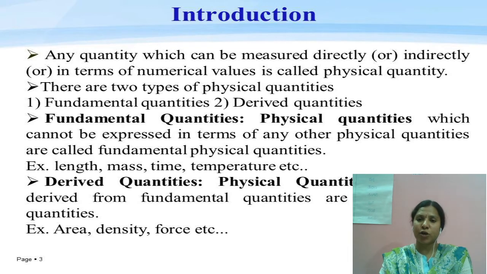So actually there are two types of physical quantities. The first one is the fundamental quantities, the physical quantities which cannot be expressed in terms of any other physical quantities, that is, they are independently expressed. They are called fundamental physical quantities. For example, length, mass, time, temperature. We can list 7 fundamental units, which we are going to discuss in the next slides. Derived quantities are physical quantities which are derived from fundamental quantities. For example, area, density, force, etc.